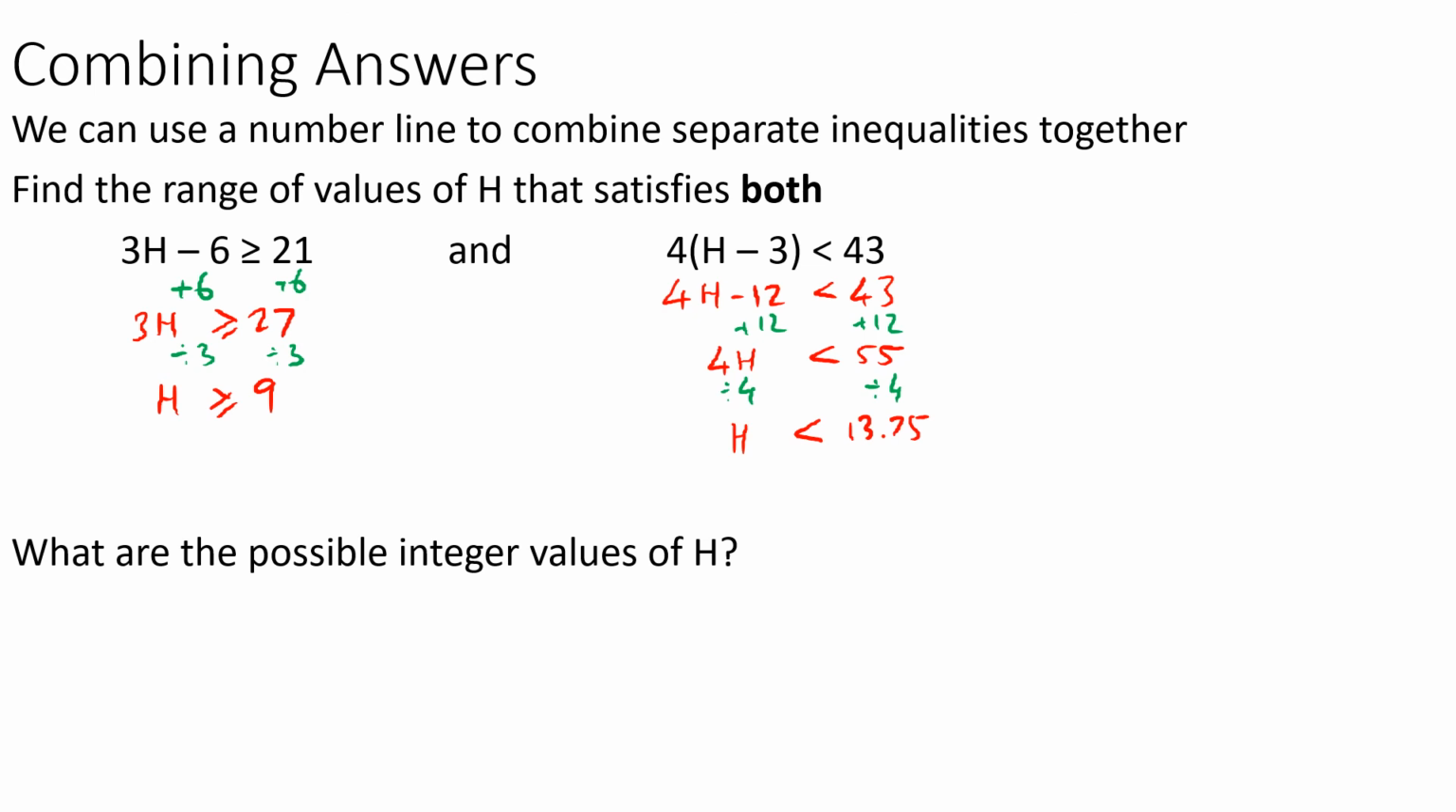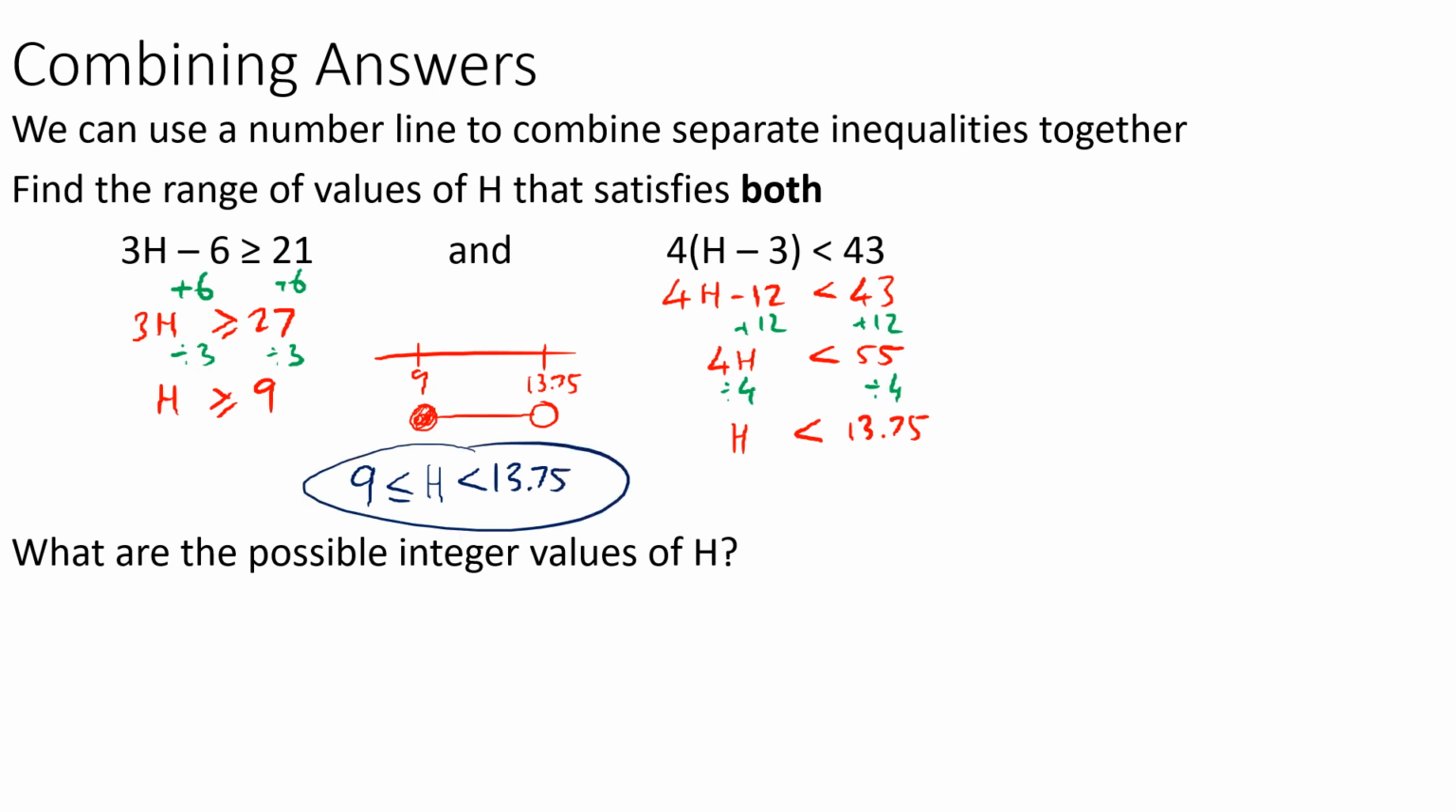Okay, how do we combine those together? Well, think about our number line. We are saying that we need to be bigger than 9 or equal to from our first one, and we're saying we need to be less than 13.75. Now what's covered by both of those is the space in between 9 and 13.75, so it's just that part there that we're actually interested in. How would you write this down? Our final answer would be that our range is 9 less than or equal to h less than 13.75.